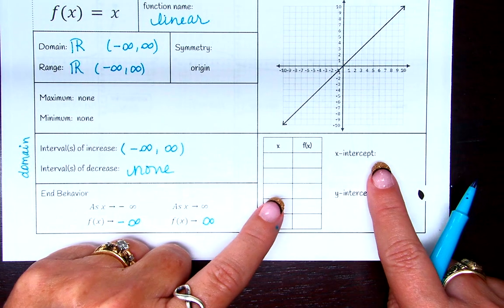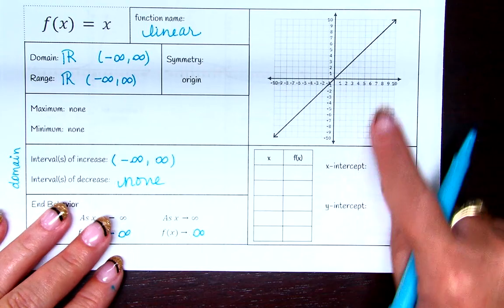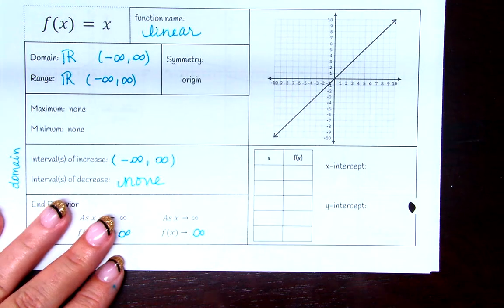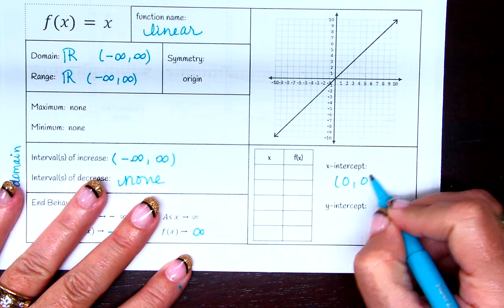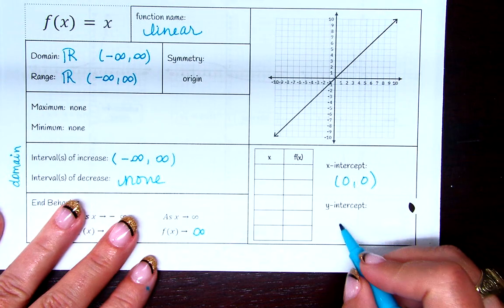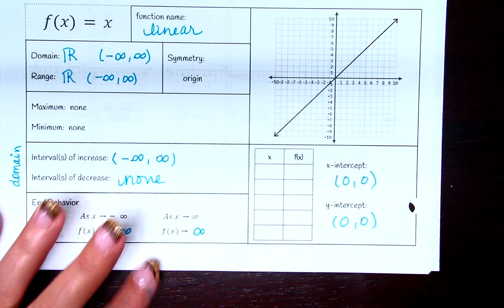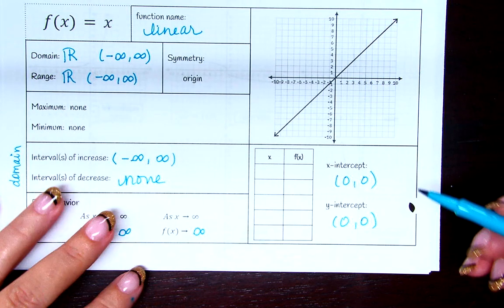Okay, let's talk about x-intercept and y-intercept. What is the x-intercept? Where does this graph cross the x-axis? (0, 0). Okay. Where is the y-intercept of this graph? Wait, the same place? I can have the same x-intercept as the y-intercept? When it's the origin, I can, right? Okay, that's okay, isn't it?